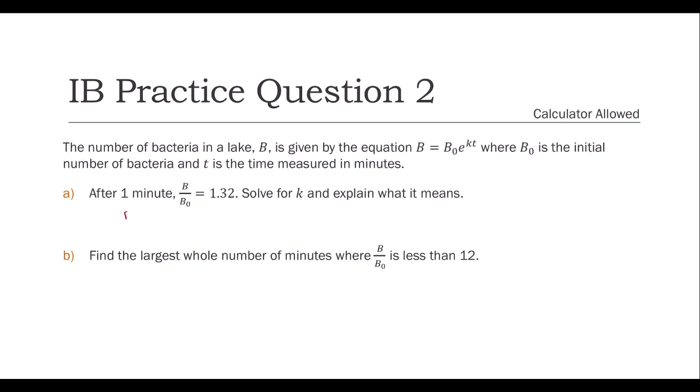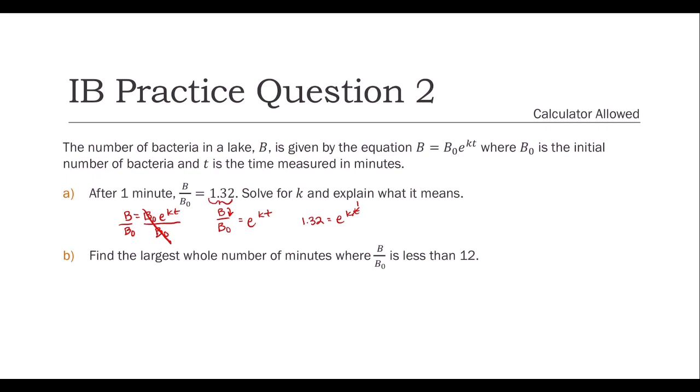So we know that B equals B sub naught e to the kt, and it gives us a value for B over B sub naught. So we'll divide both sides by that. And we get B over B sub naught equals e to the kt. And then we can put 1.32 in here. So we get 1.32 equals e to the kt. It's only been 1 minute, so t equals 1.